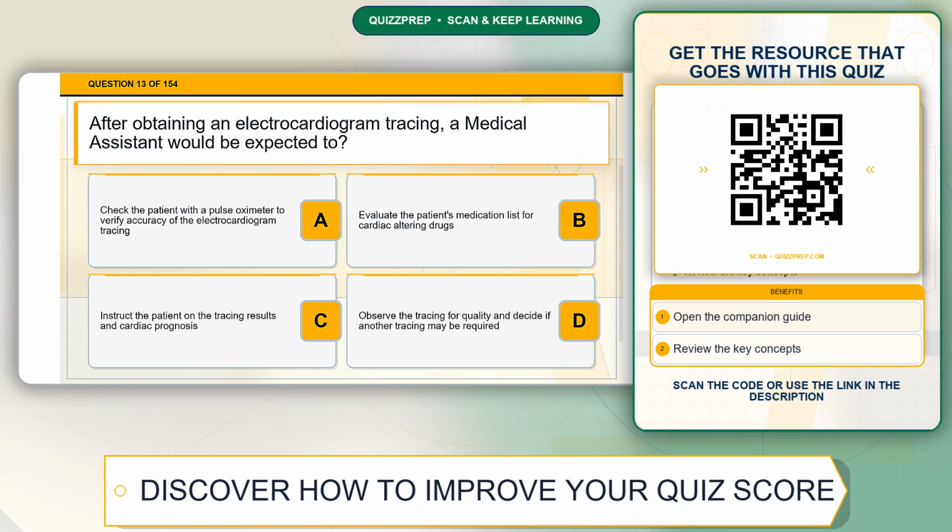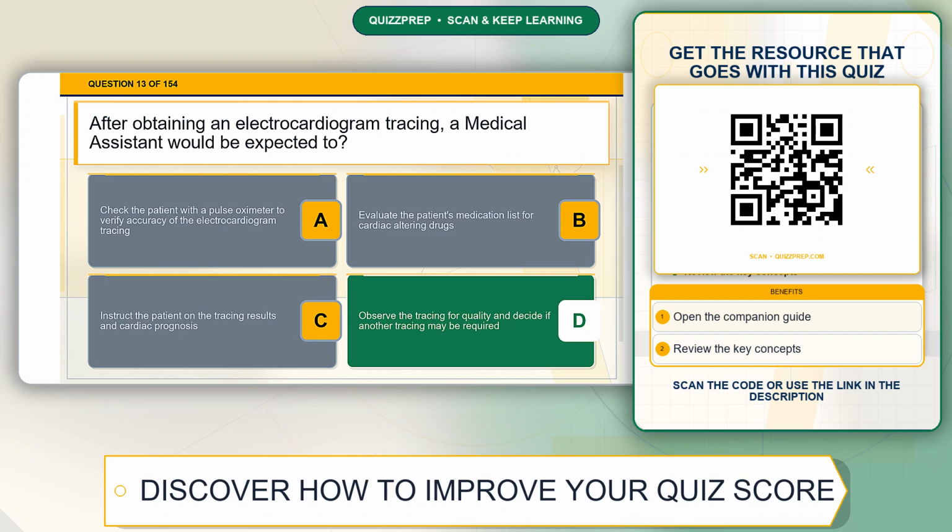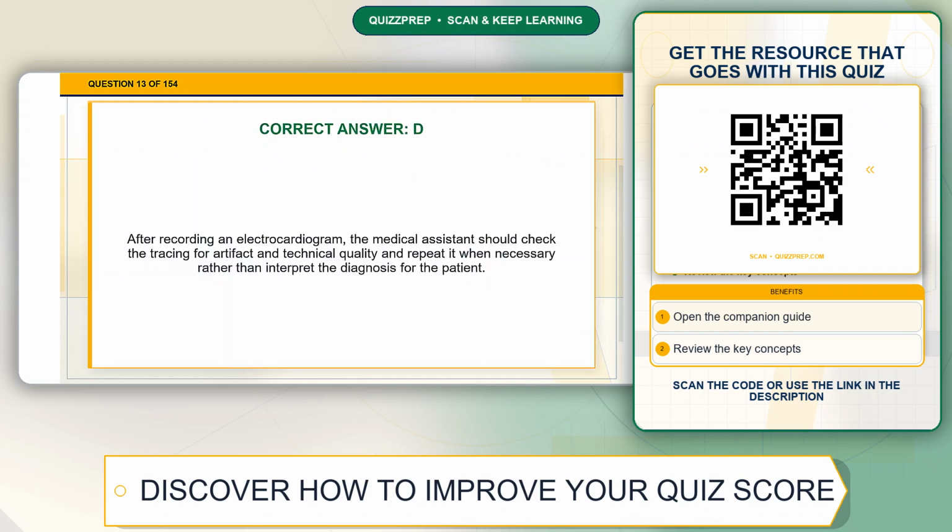Question 13. After obtaining an electrocardiogram tracing, a medical assistant would be expected to: Option A, check the patient with a pulse oximeter to verify accuracy of the electrocardiogram tracing. Option B, evaluate the patient's medication list for cardiac-altering drugs. Option C, instruct the patient on the tracing results and cardiac prognosis. Option D, observe the tracing for quality and decide if another tracing may be required. The correct answer is option D. Explanation. After recording an electrocardiogram, the medical assistant should check the tracing for artifact and technical quality and repeat it when necessary rather than interpret the diagnosis for the patient.